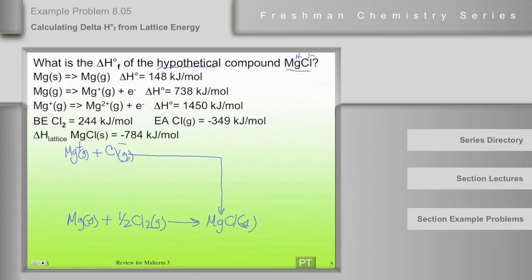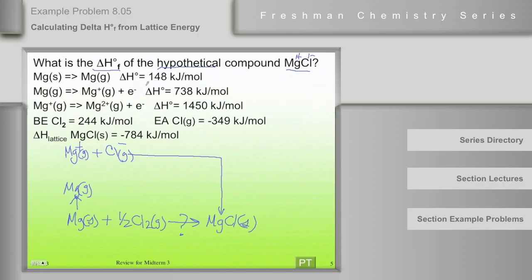Okay, now we're trying to find this. This is our quantity that we want to solve for because this is the formation reaction for this hypothetical compound, MgCl. And so Hess's law says if you could set up the cycle in a series of steps that start at the same place and end at the same place, the sum of the delta H's for those steps will be the same as this. So we need to go magnesium solid to magnesium gas.